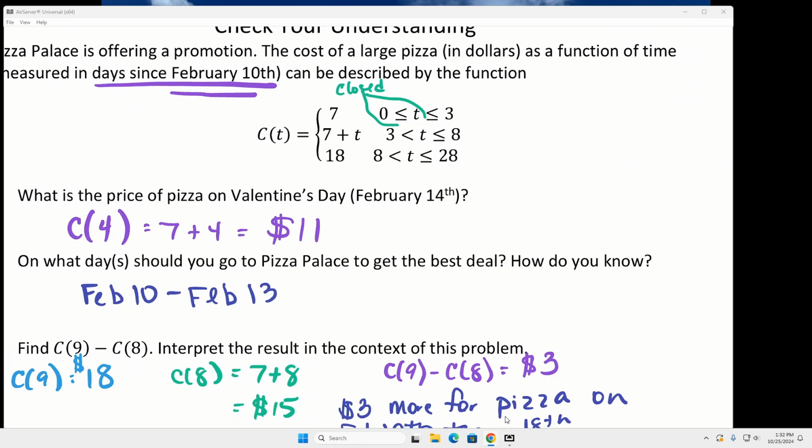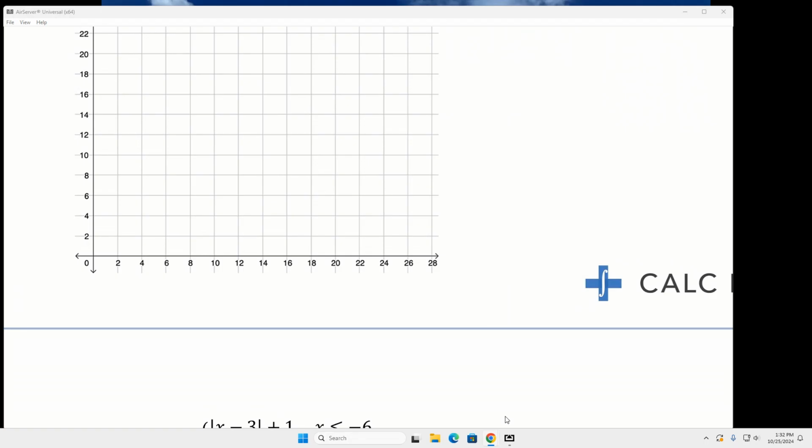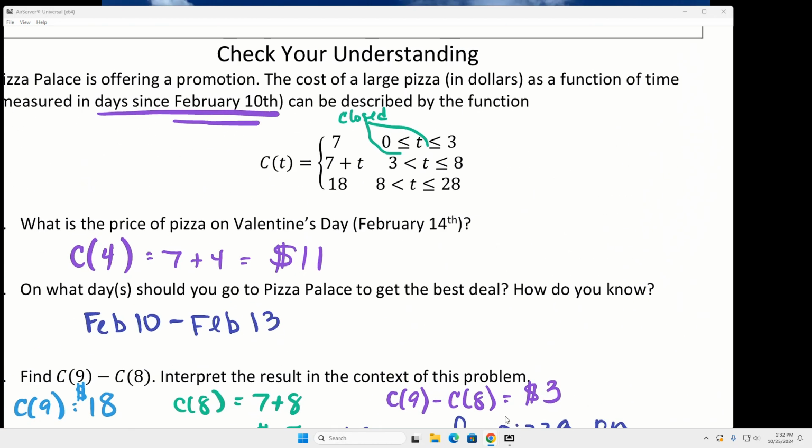All right, so I'm going to draw that little section. It's going to be a horizontal line at 7 with closed endpoints when t is between 0 and 3. Like that. All right, so the horizontal lines are pretty simple to do. The slanted lines and the parabolas are a little more complicated. So let's look at that next piece.